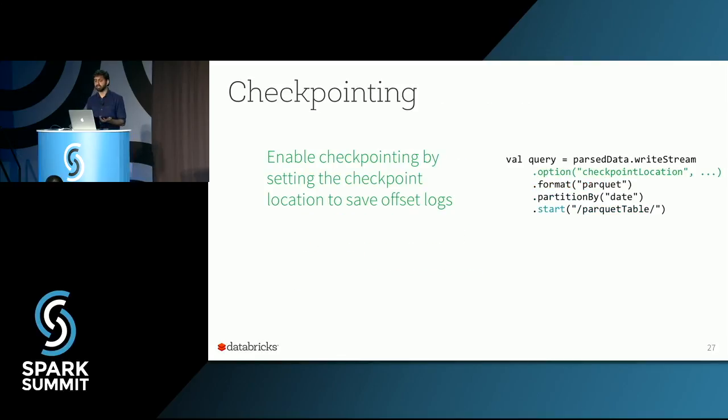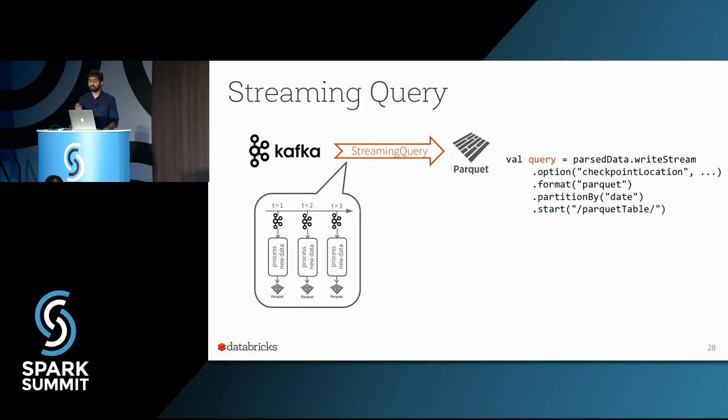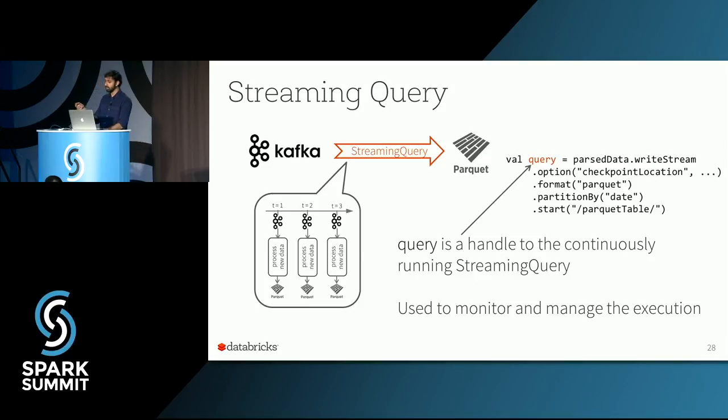And then the next step is you can enable checkpointing just by specifying the checkpoint location, which is an HDFS or S3 directory where you want the system to write the offsets. And that's it. Next you call start, and what it results in is the system starting a continuously running streaming query. It will keep running in the Spark cluster for as long as the cluster is up, and internally it will do all the incremental execution that keeps reading data from Kafka and writing out to Parquet. And what this code returns is essentially a handle to that continuously running incremental execution, with which you can monitor or manage the query, start it, stop it, etc.